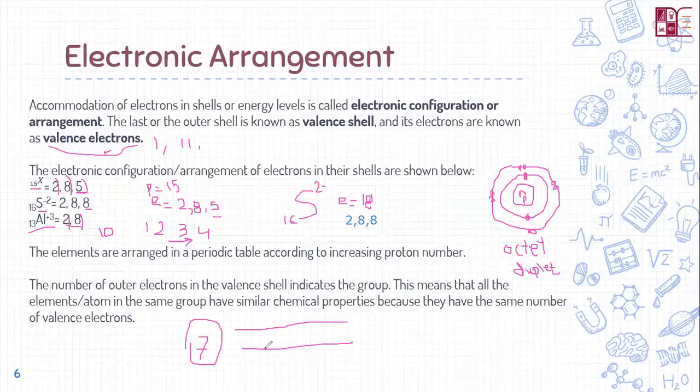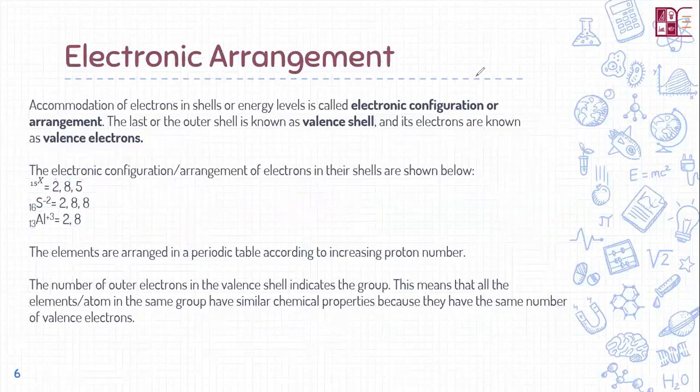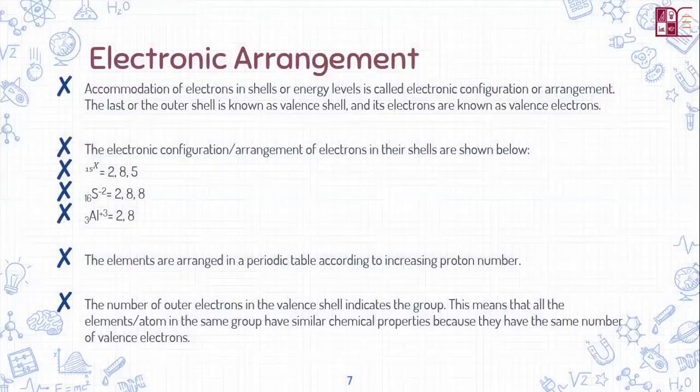How many groups are there? Groups are the vertical columns. They are 8 in number. As told before, all the atoms or elements in the same group have the same number of valence electrons, and that is why they have similar chemical properties. Now this was all for this slide. Coming to the next one.